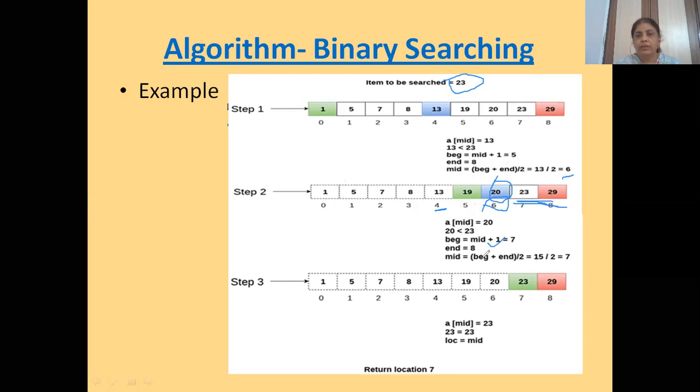So again your beginning is now 7 and end is now 8. Sorry, 7 plus 8 will be 15. So 15 divided by 2 is again 7.5, but you have to take the integer value. So 7 is your midpoint. Now you have to see that this value is matching with the search item. So 7 is your location where the data is there.